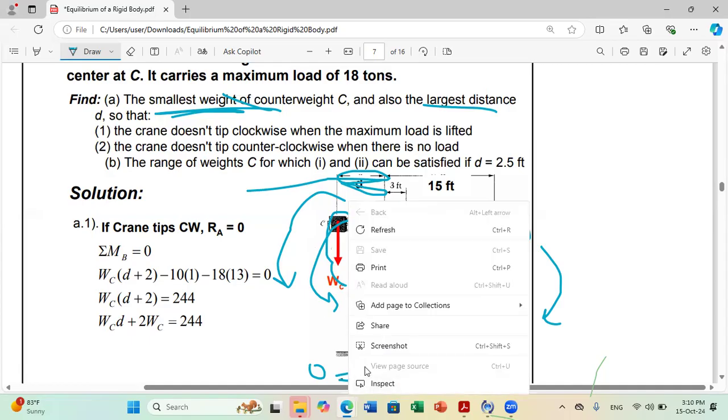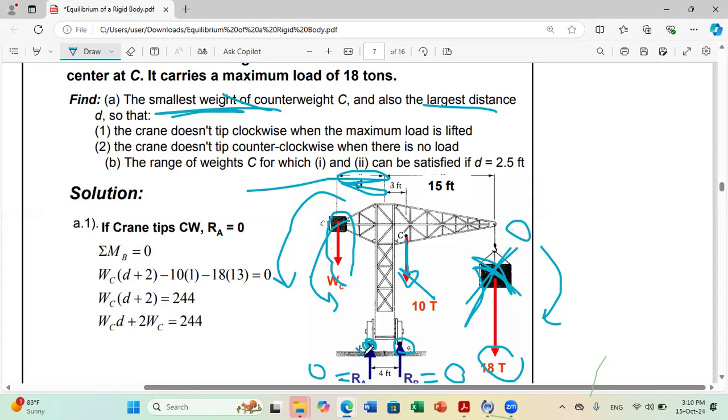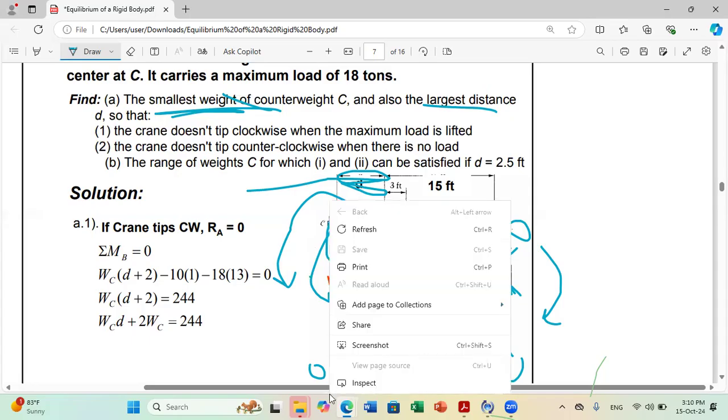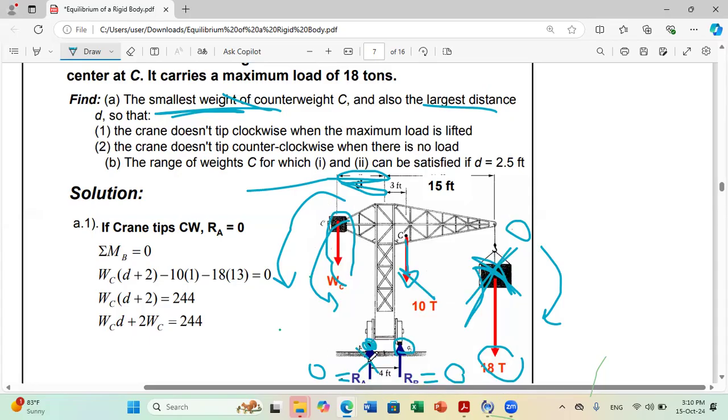I lost contact with A. If I lost contact with A, I will set RA to be 0. So if you want, let's say, increase my weight a little bit or increase my distance a little bit, I will have tipping over. So I'm searching for design conditions. I'm searching for what value of distance and what value of weight to not cause this tipping over.